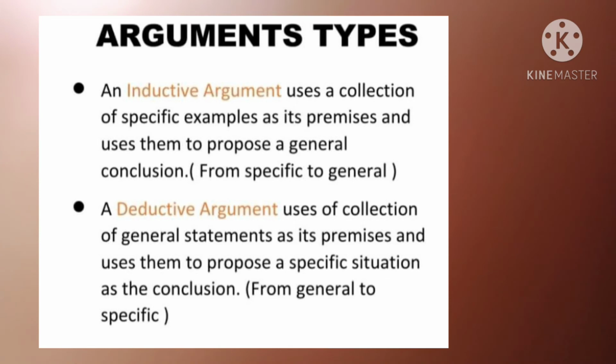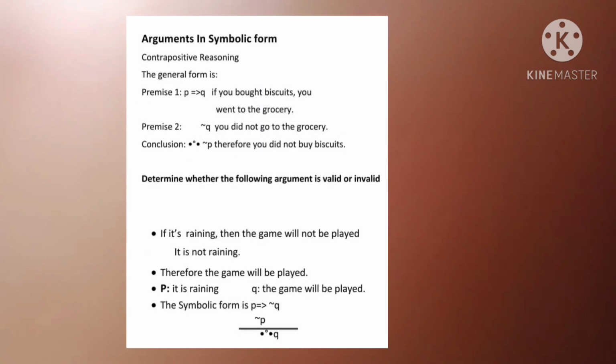Types of arguments. First, an inductive argument uses a collection of specific examples as its premises and uses them to propose a general conclusion: specific to general. Second, a deductive argument uses a collection of general statements as its premises and uses them to propose a specific situation as the conclusion: general to specific. So, we have an example of symbolic form.